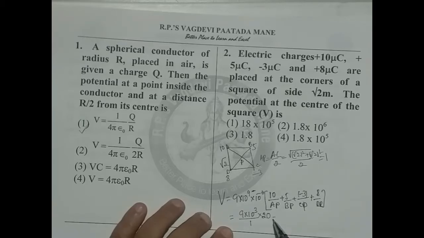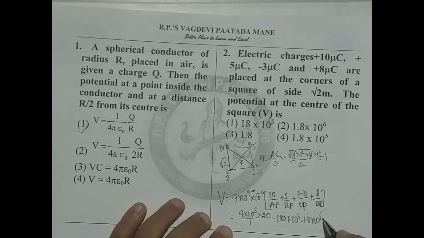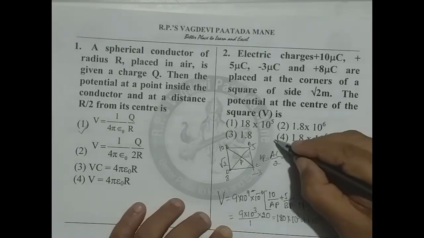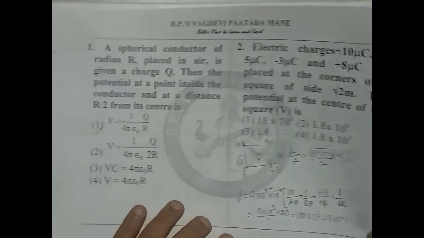Now, we can write the answer 180, 10 raised to 3. That means 1.8, 10 raised to 5 volts. So option 4 is correct. Now going for the third question.